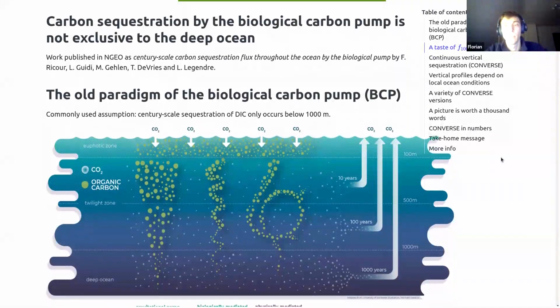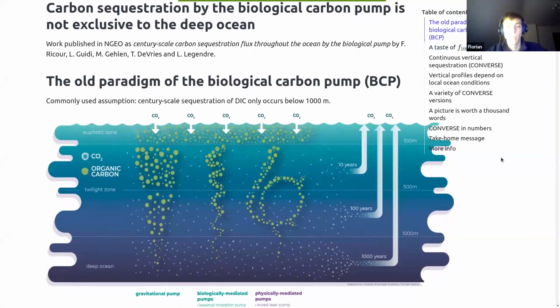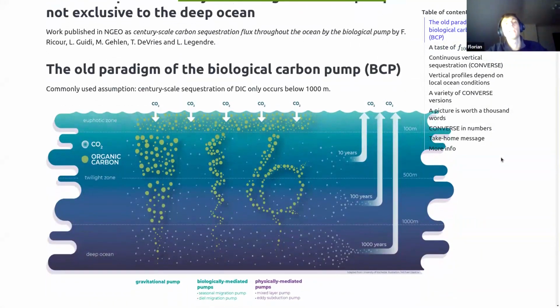I know that Marion already explained this scheme a bit, but I'm going to go through it. Basically, the biological carbon pump is characterized by three export pathways. You have the production of organic carbon in the euphotic zone, and this organic carbon is exported through the gravitational settling of particles, particulate organic carbon, by the gravitational pump from the export depth until the bottom of the ocean.